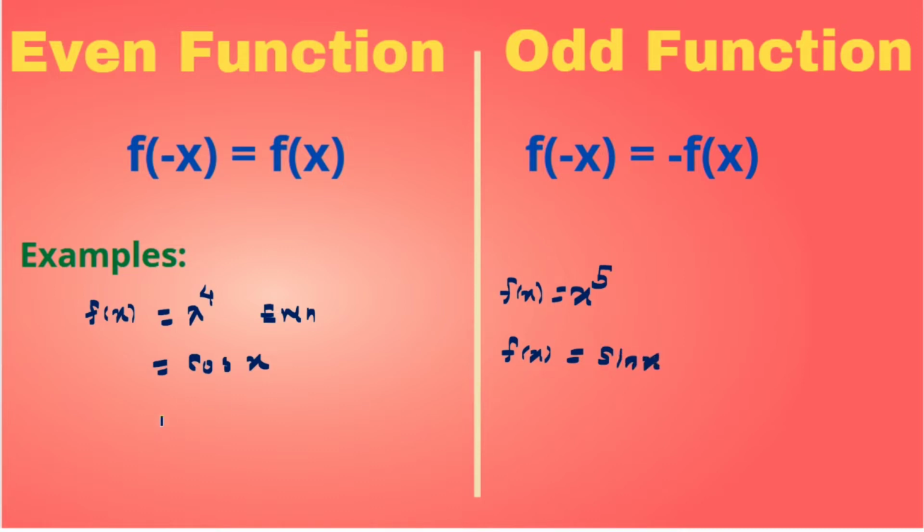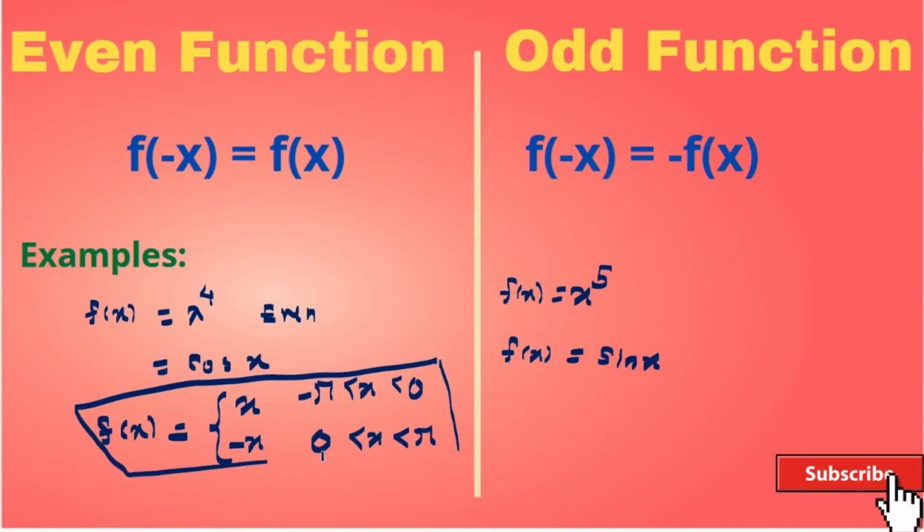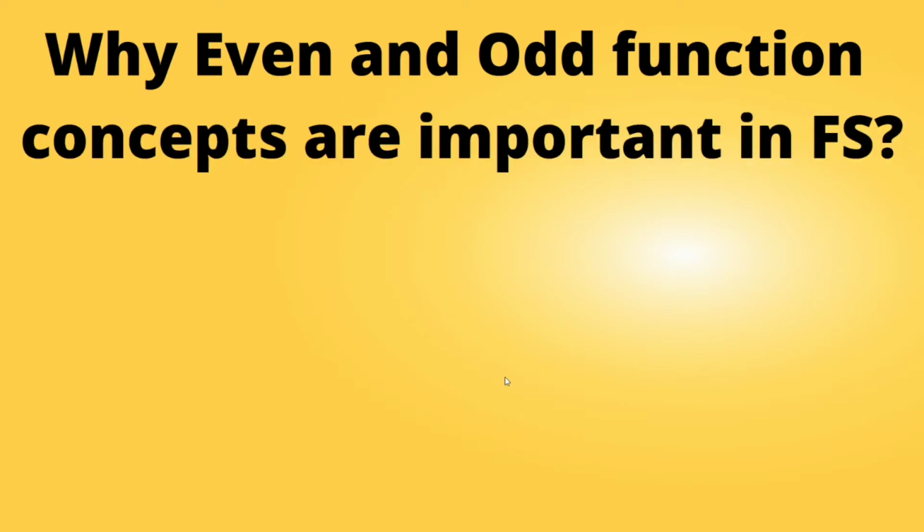But if we divide this function into two parts, for example, if we write f of x equals minus x in the interval minus pi less than x less than 0, and x in the interval 0 less than x less than pi, then we can say this is our even function. All the concepts related to even and odd functions I have already discussed in the previous lecture. If you are not clear on the idea, then you must watch that video so that this lecture will be easy to understand. Now, why are even and odd function concepts important in Fourier series?